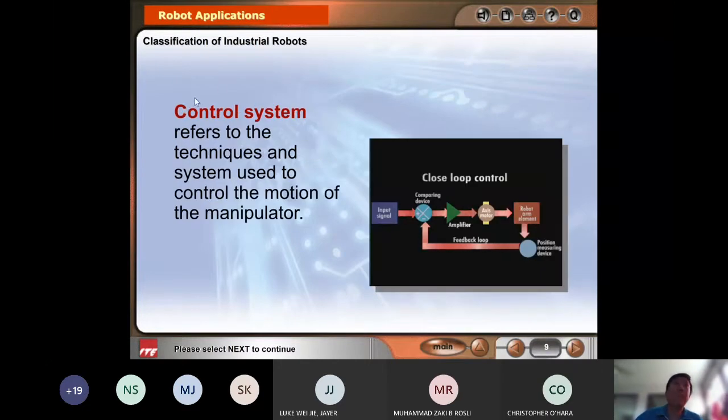Finally, the control system. What is the technique and system used to control? Basically there are only two major classes. One is the closed loop control, which you'll learn further down the road. Another one is open loop control, which means non-controlled level.